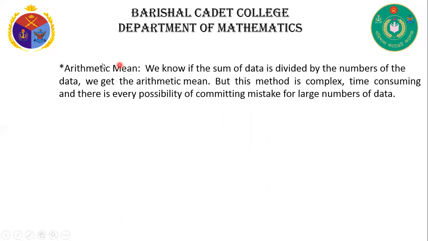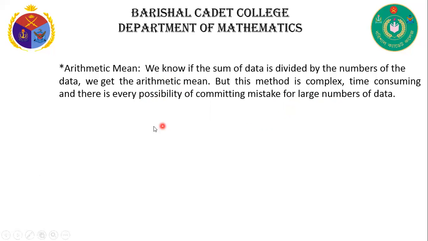Now mean, that means arithmetic mean. Arithmetic mean, we know, if the sum of the data is divided by the number of the data, we get the arithmetic mean. But this method is complex, time consuming, and there is every possibility of committing mistakes for a large number of data.